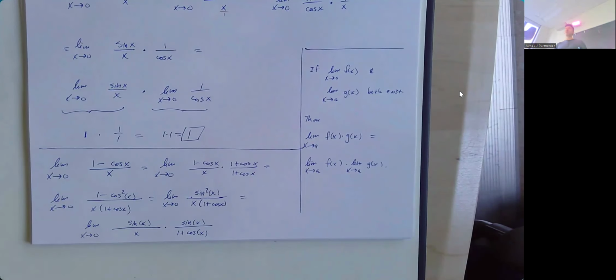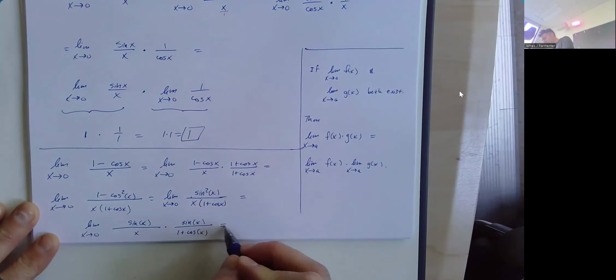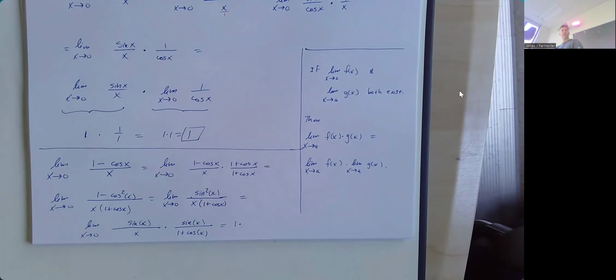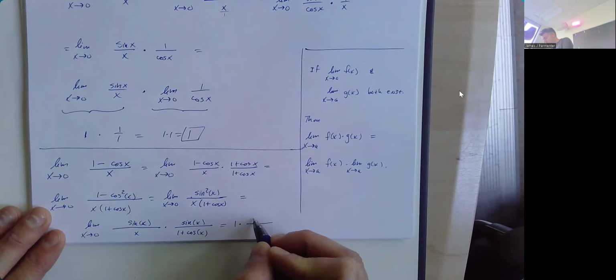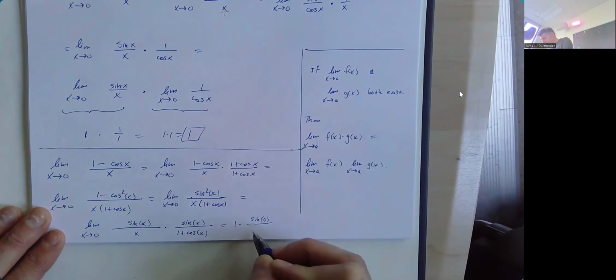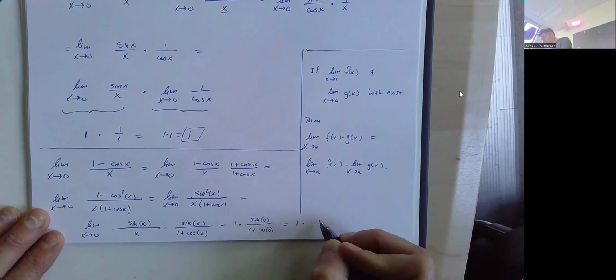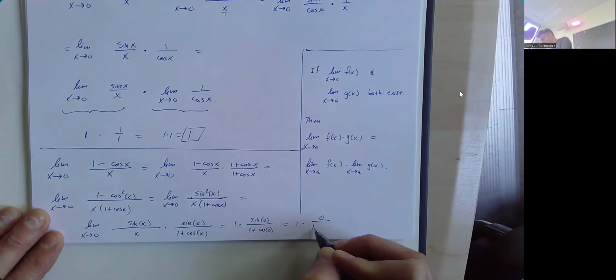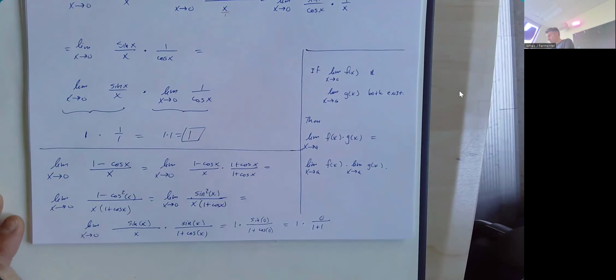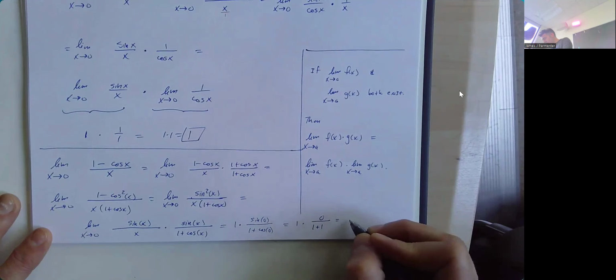But now, look what happens. The limit as x goes to 0 of sine of x over x is 1. The limit as x goes to 0 of sine of x over 1 plus cosine x, I can plug in x going to 0 and get sine of 0 over 1 plus cosine of 0, which ends up being 1 times, sine of 0 is 0, cosine of 0 is 1, 0 divided by 2 is 0.